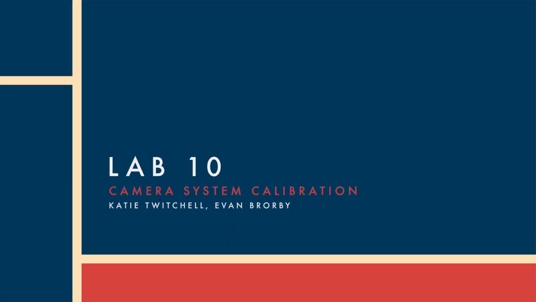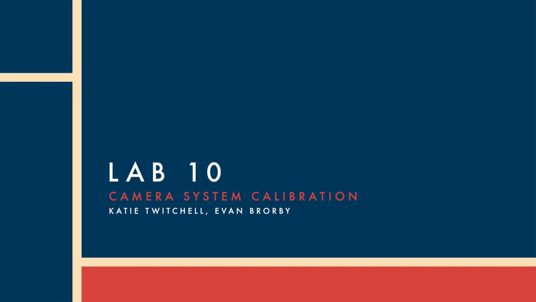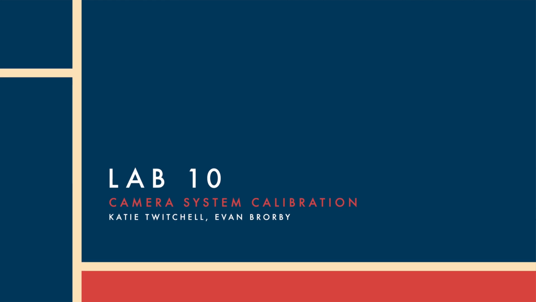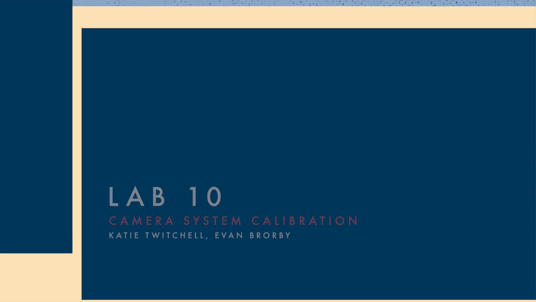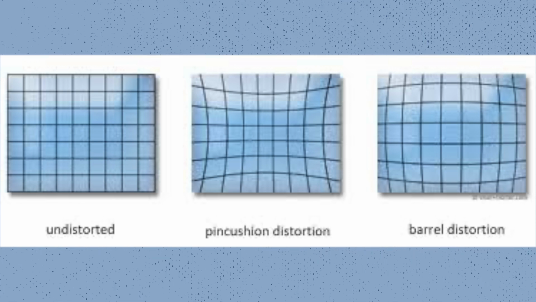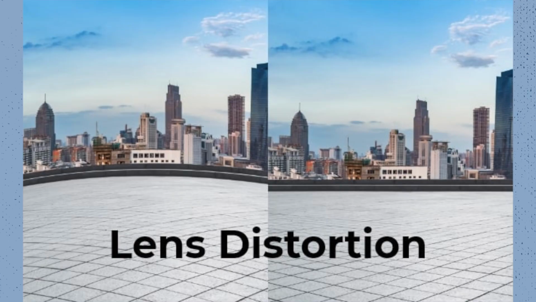Welcome to Lab 10. So today we're going to be talking about camera system calibration. Specifically, we'll talk about MTF and the determination of other intrinsic camera properties. Distortion is one of the many optical aberrations that plagues optical systems, but luckily we can actually remove this in software, and that's what we'll see in this lab.